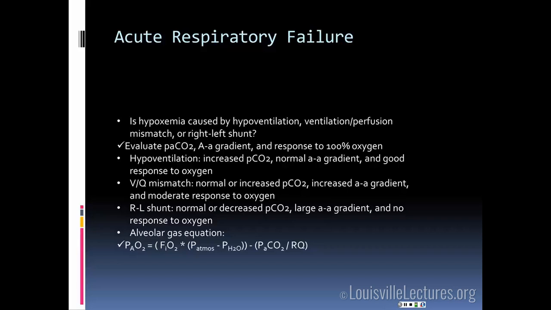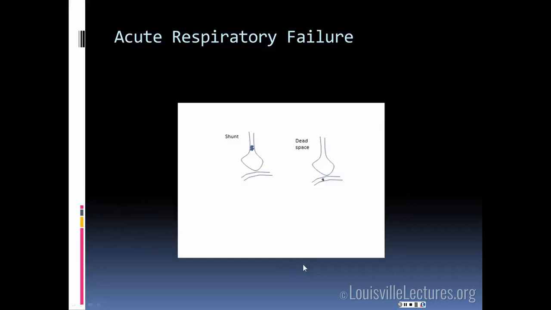And in order to calculate your alveolar arterial gradient, you have to know the alveolar gas equation, which is demonstrated here. So FiO2 times the difference between the atmospheric pressure and the H2O pressure, barometric pressure, minus PCO2 divided by respiratory quotient. So here is just showing an example of shunt, where basically you have perfusion but no ventilation, and an example of dead space, where you have ventilation but no perfusion.